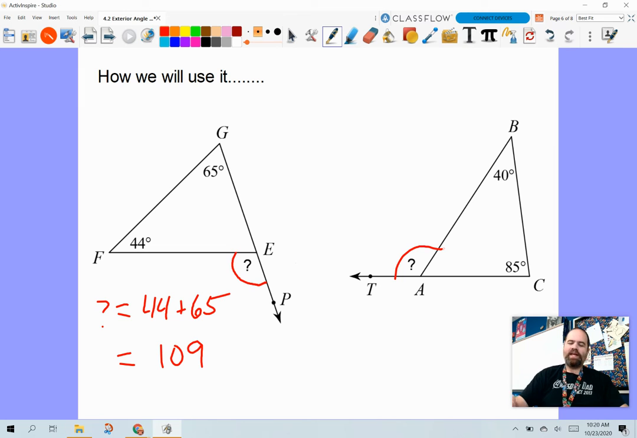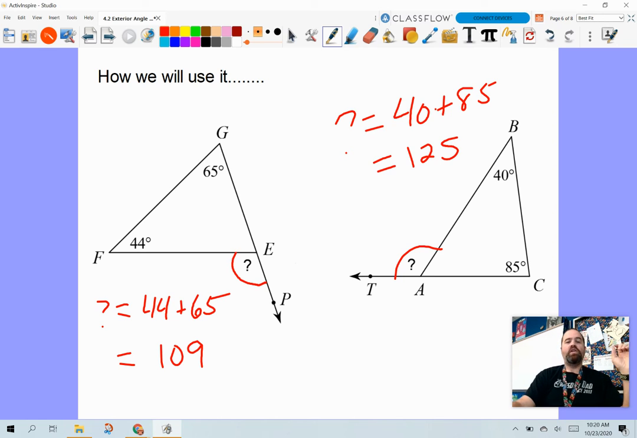All right, on the next one, I've got an exterior angle here. Same deal. The outside angle equals the two on the inside added together. Literally just add them together, 125. This is all numeric today. There's nothing funky about it. You're just going to add a couple of numbers together to get the number on the outside.